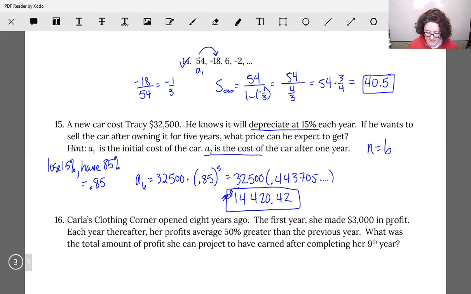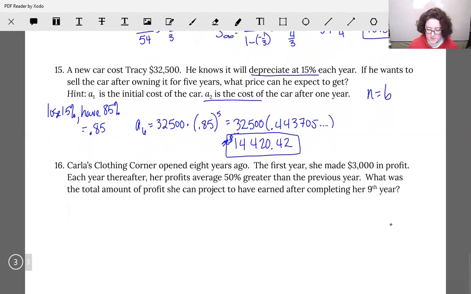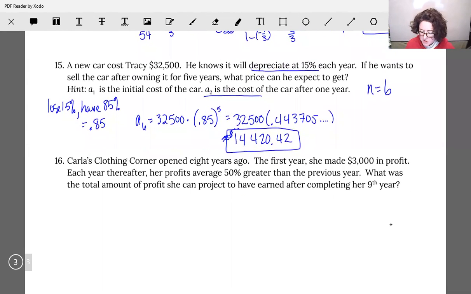Alrighty, last example, last word problem. Carla's Clothing Corner opened 8 years ago. The first year she made $3,000 in profit. Each year thereafter, her profits averaged 50% greater than the previous year. What was the total amount of profit she can project having earned after completing her 9th year?